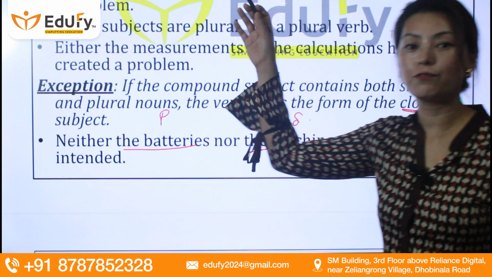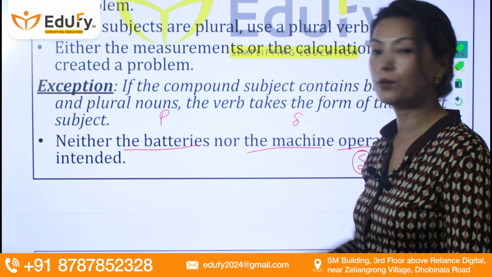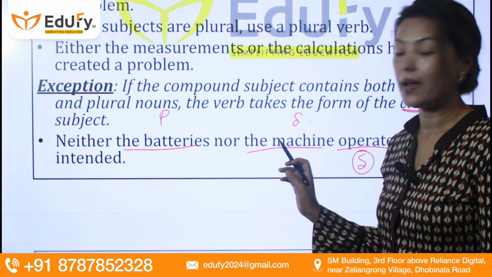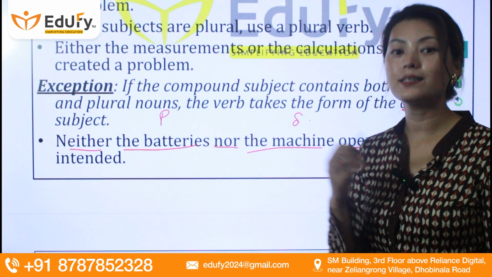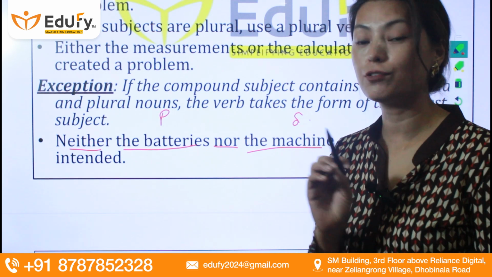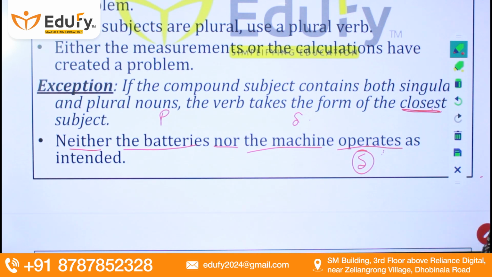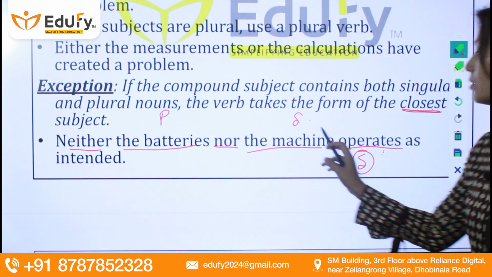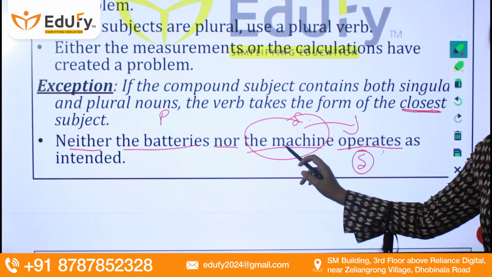So it's quite different from the earlier examples, right? Why is that? Because we have one plural, one singular, joined by neither and nor. So when this happens, you will have to use the singular verb. Why? Because the machine here, which is closest to the verb, is singular.